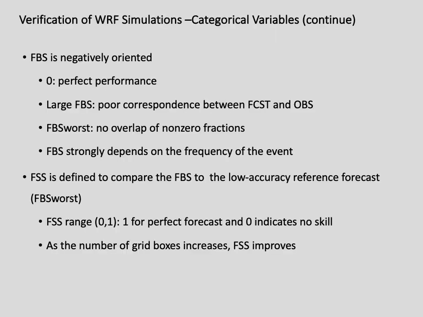Fractions Brier score is negatively oriented. It is strongly dependent on the frequency of the event. Fractions skill score ranges from 0 to 1. As the number of grid boxes in the neighborhood increases, fractions skill score improves.